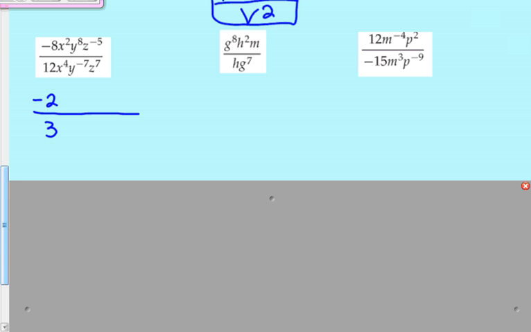Now we're going to look at our exponents of our x's. It's going to be 2 minus 4 for the exponents. That yields x to the negative 2.